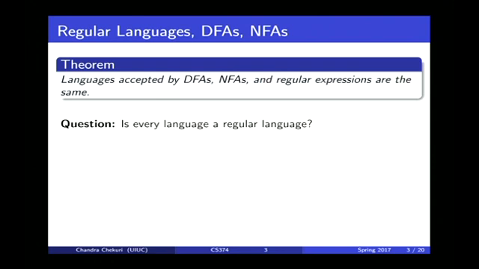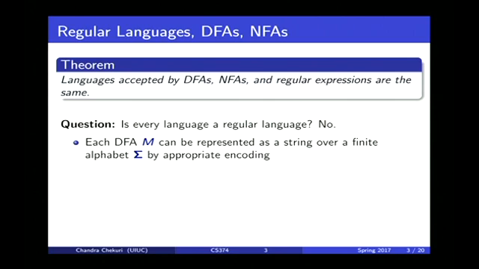So now the question is, is every language a regular language? The obvious answer is no, and let me recap why. Here is a simple way of seeing it. Remember what regular languages are? They are captured by DFAs. So how many DFAs are there? Obviously infinitely many. But is the number of DFAs countably infinite or uncountably infinite? Why are the number of DFAs countably infinite?